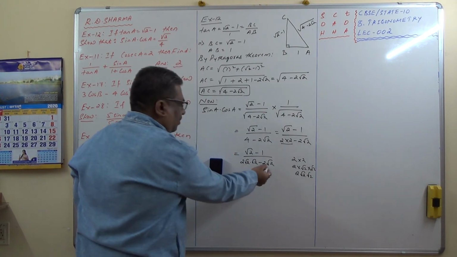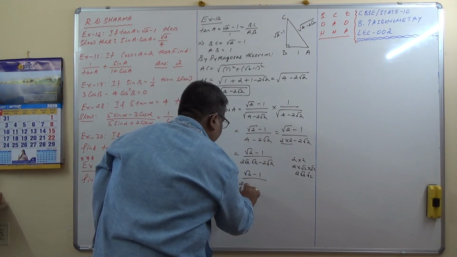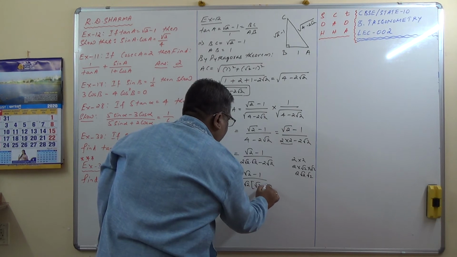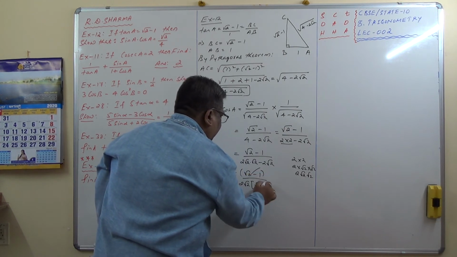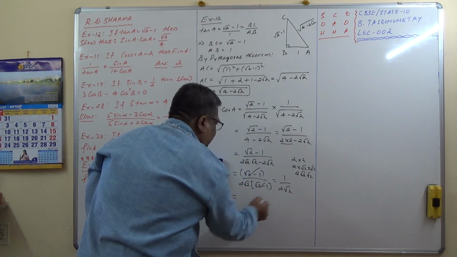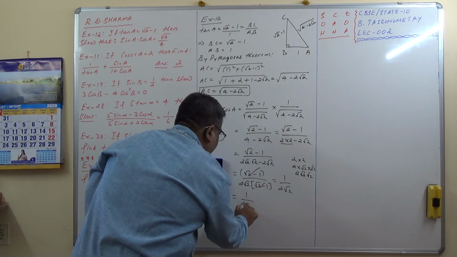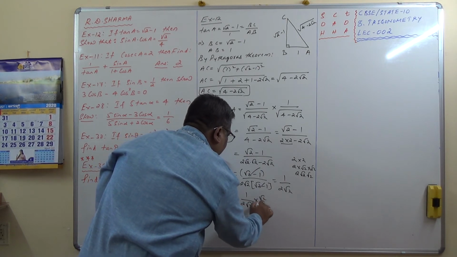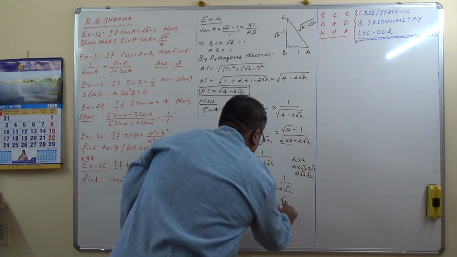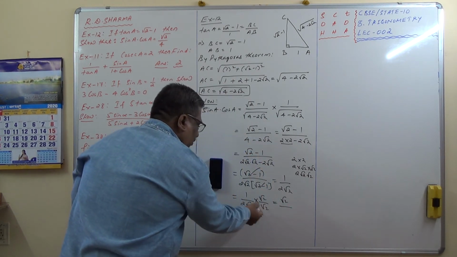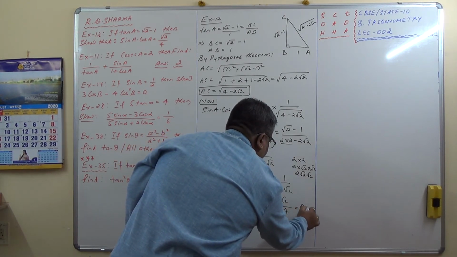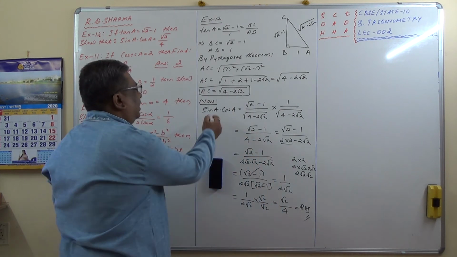What is common out of this? 2 root 2 is common. 2 root 2 goes out. This is root 2 minus 1. So this will cancel, 1 divided by 2 root 2, which equals 1 by 2 root 2 into root 2 by root 2. That is, I am rationalizing the denominator here, which is root 2 divided by root 2 into root 2, 2. 2 into 2, 4, which equals RHS. So I took LHS over here.